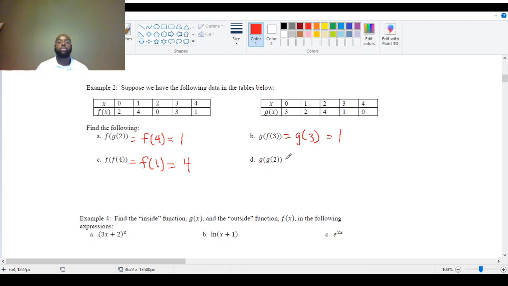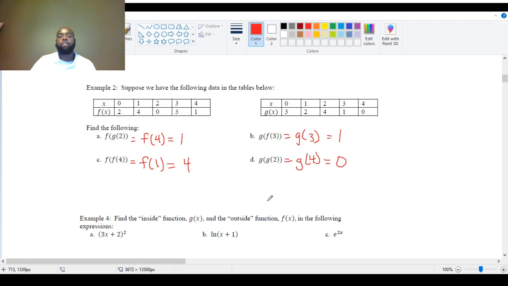g of g of 2. Well, I go to my table with my function g, find the x value 2, and get the output value, which is 4. So this would be the same thing as g of 4 because g of 2 is 4. And then now all I have to do is find g of 4. So I go to my table, look at where my x value is 4, and give the output there, which is 0. All right, so this is the inner workings of these composite functions or compositions of two functions. You can actually do compositions of more than two functions. We usually don't do that very often, but it is possible.